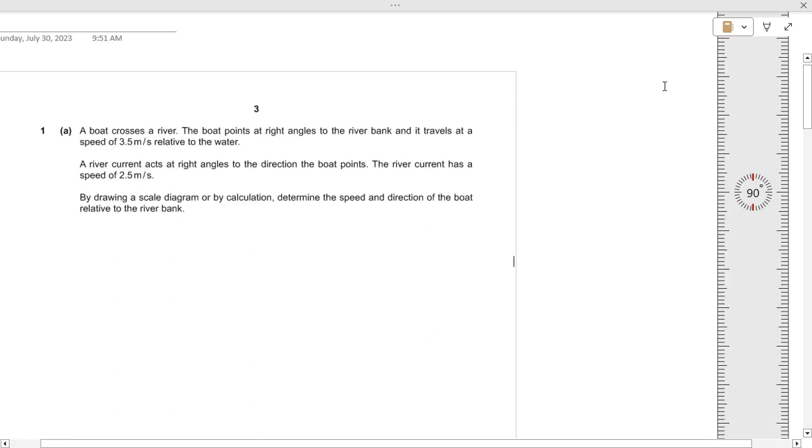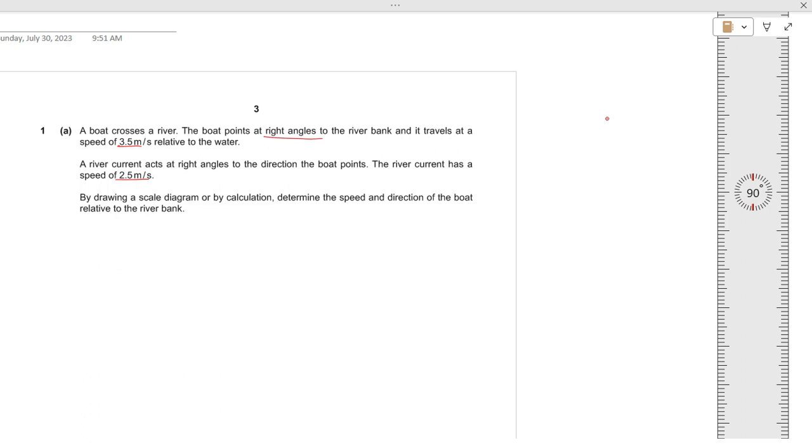A boat crosses a river. The boat points at right angles to the river bank and it travels at a speed of 3.5 meters per second relative to the water. The river current acts at right angles to the direction the boat points. The river current has a speed of 2.5 meters per second. Let me underline the details. By drawing a scale diagram or by calculation, determine the speed and direction of the boat relative to the river bank.